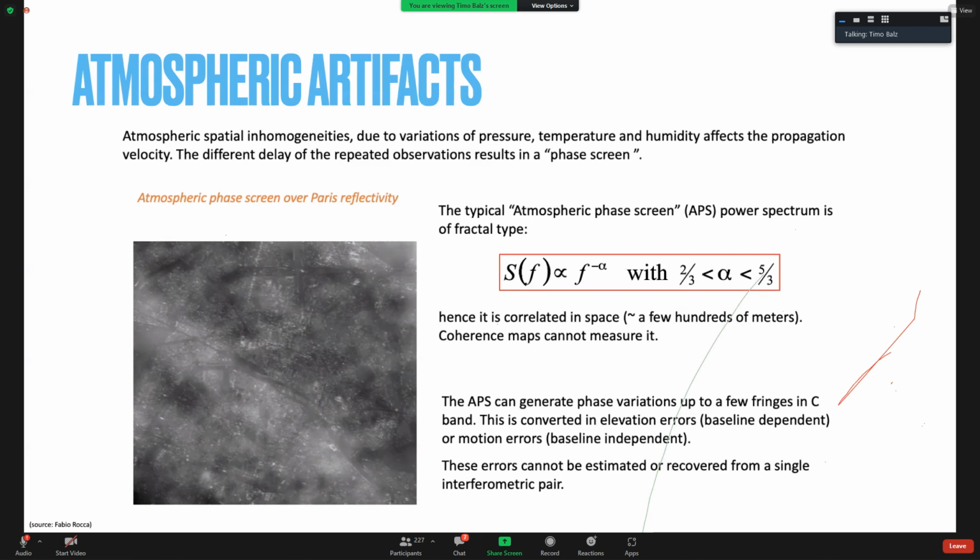And we call that, important word here, we call that the atmospheric phase screen, APS. That is what we then call the phase noise, the phase error caused by the atmosphere. That is often called the atmospheric phase screen.